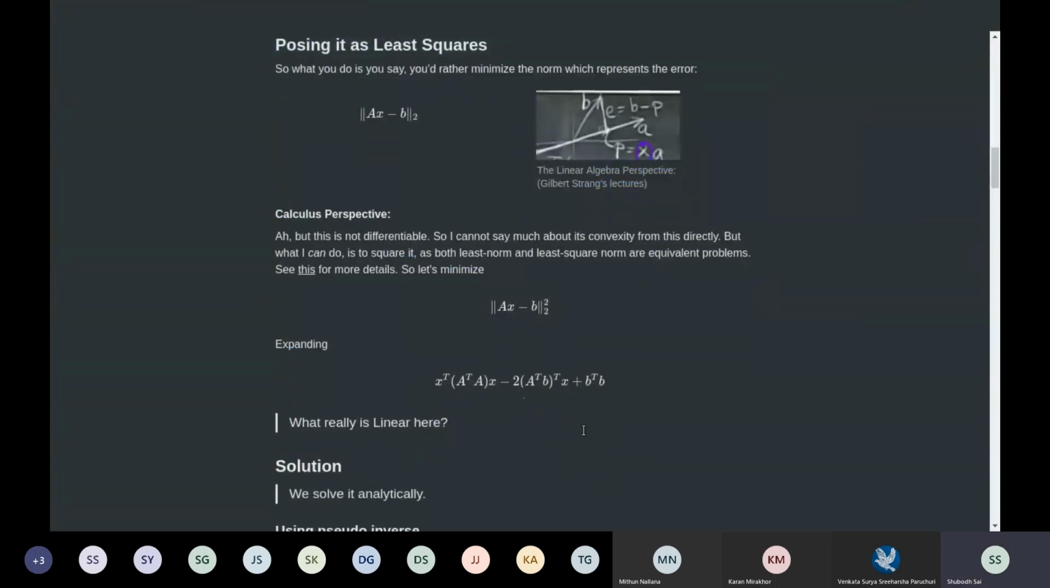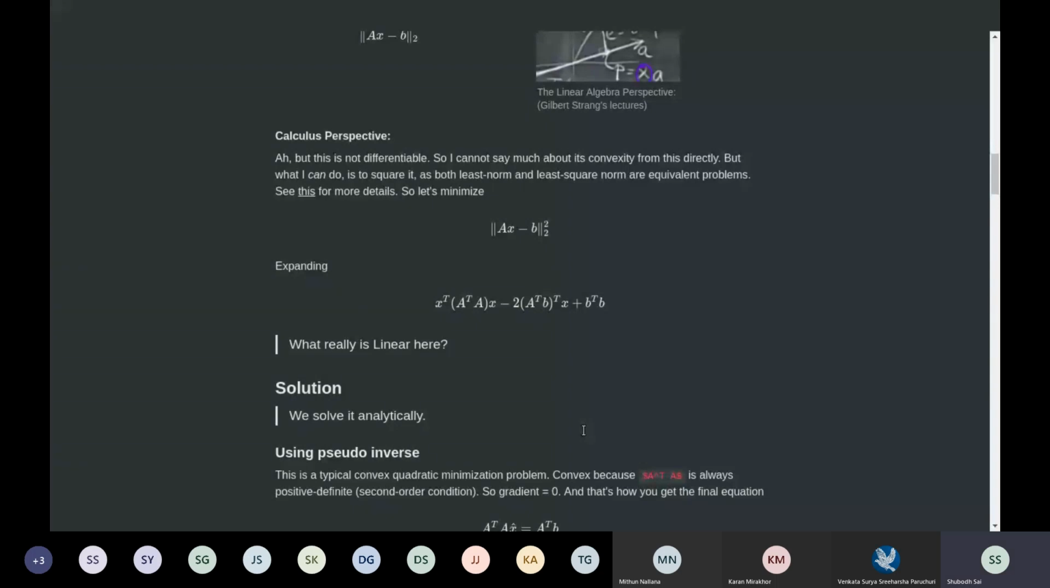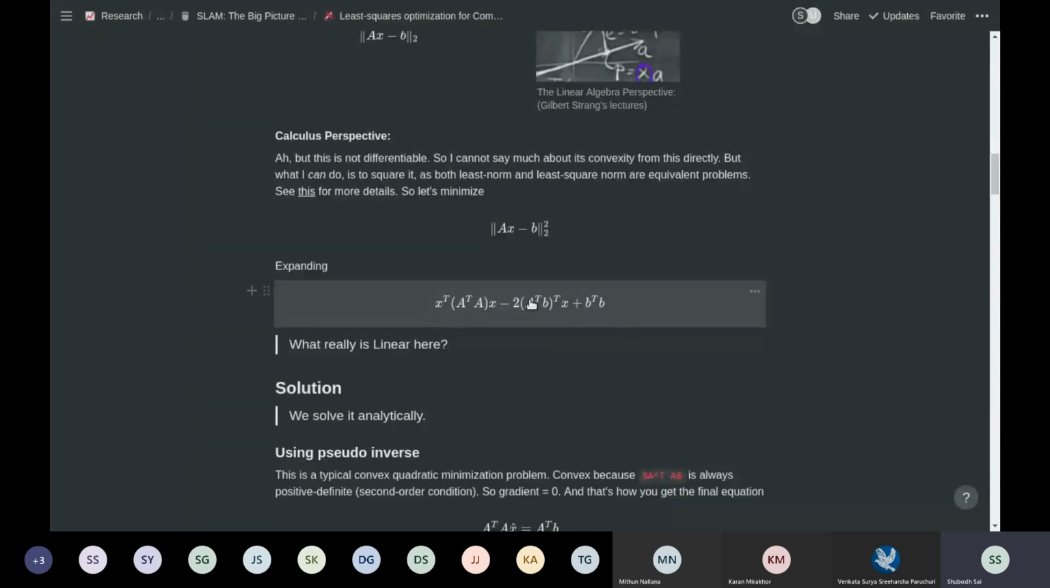Okay, so I said in the first half of the lecture we'll be covering linear least squares, right? But over here this looks like a non-linear function. Why am I calling it linear least squares? This particular equation, x transpose A transpose A x, looks like a non-linear function. Can anyone tell me?